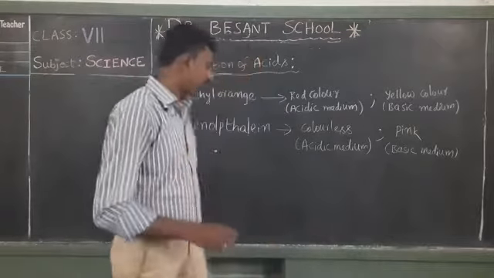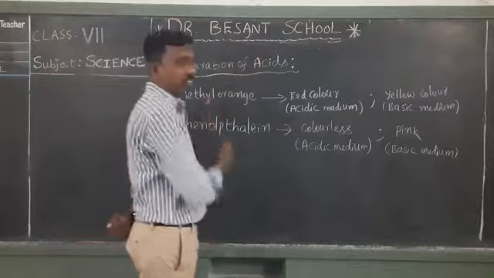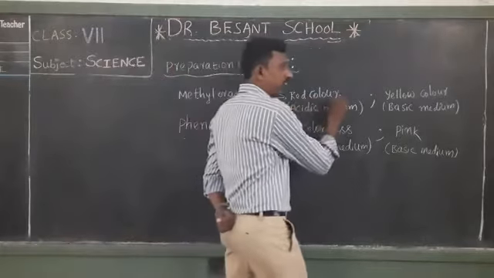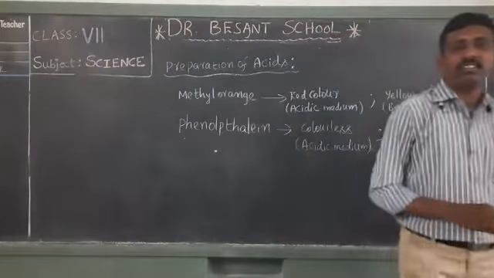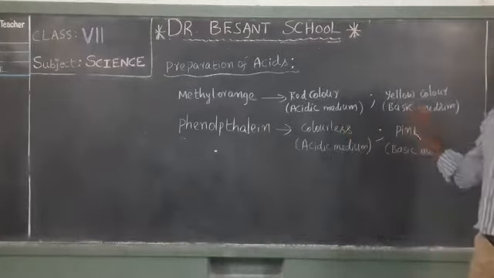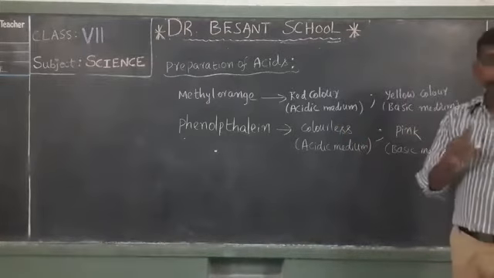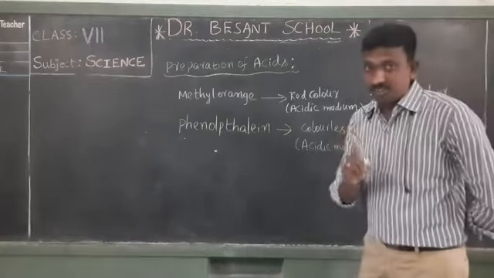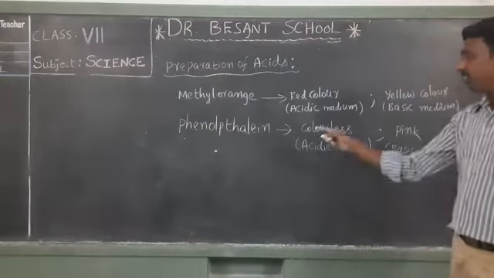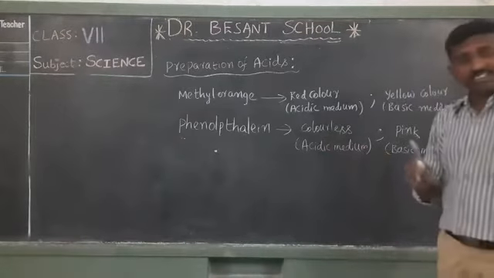So methyl orange, which is generally orange in color, turns red when it reacts with an acidic substance, and turns yellow when it reacts with a basic substance or a substance which is basic in nature. When it comes to phenolphthalein, it is colorless in nature.